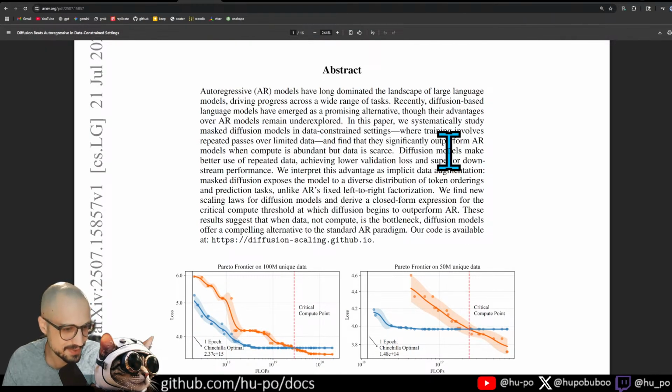So if you don't have a lot of time, you can basically turn off the stream right now, because that's it. All right. We find new scaling laws for diffusion models and derive a closed form expression for these critical compute thresholds at which diffusion begins to outperform AR.